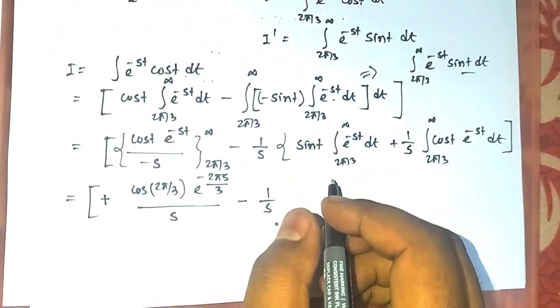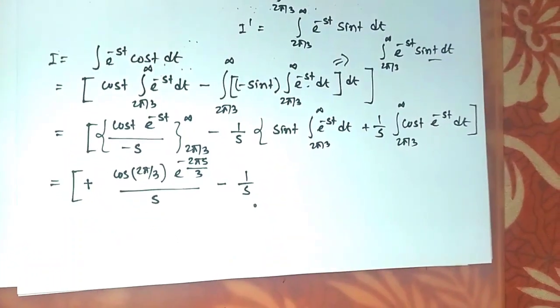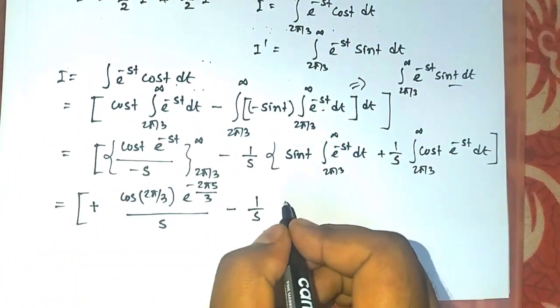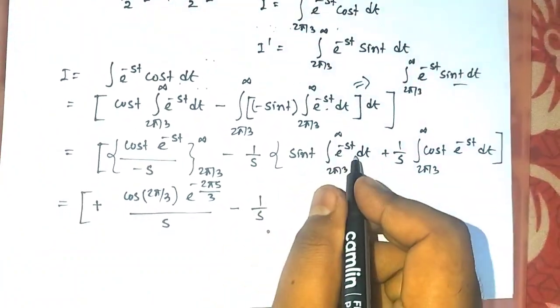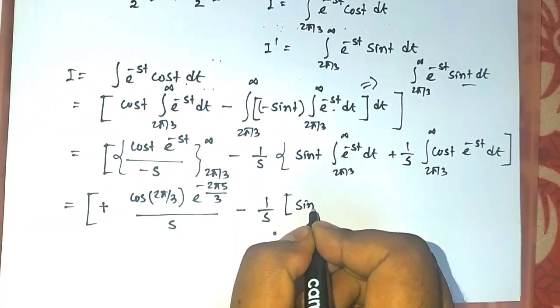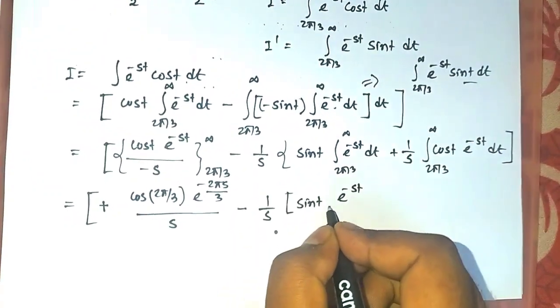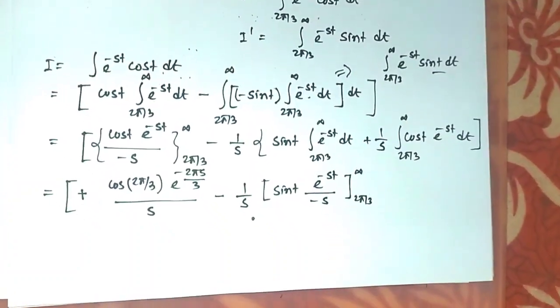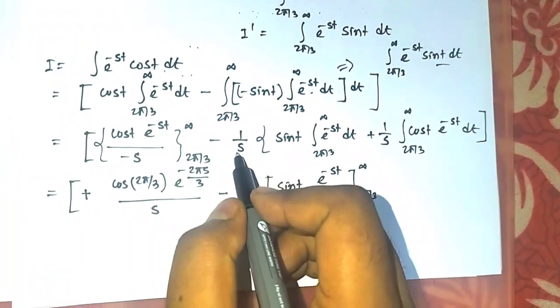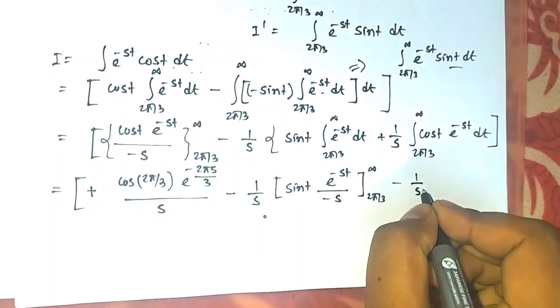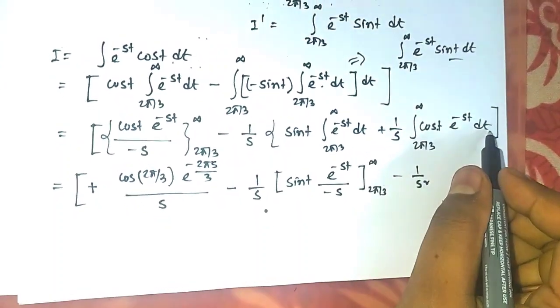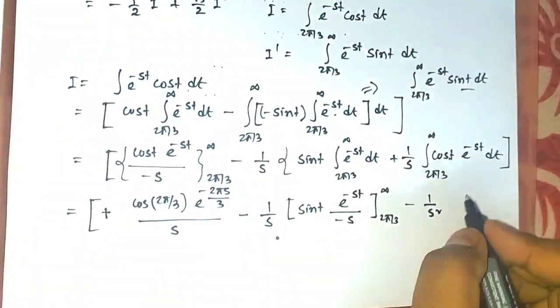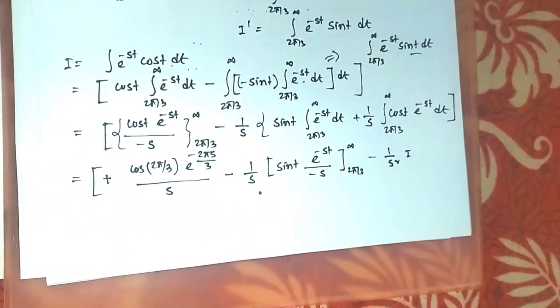From here we can see this term: 1/s sin t e^(-st), so sin t e^(-st)/(-s) from 2π/3 to infinity, and here 1/s and minus 1/s give minus 1/s² minus 1/s², and you can see that the integral of cos t e^(-st) dt is I, clear.